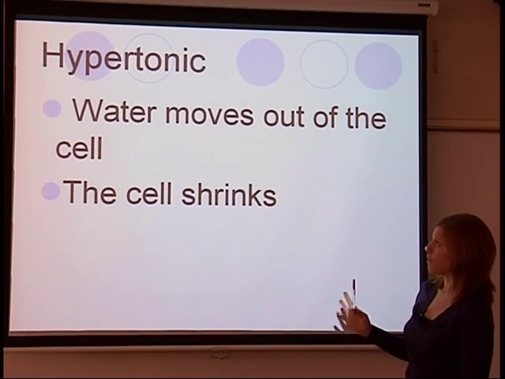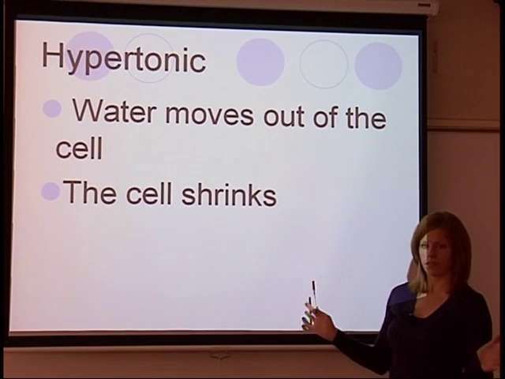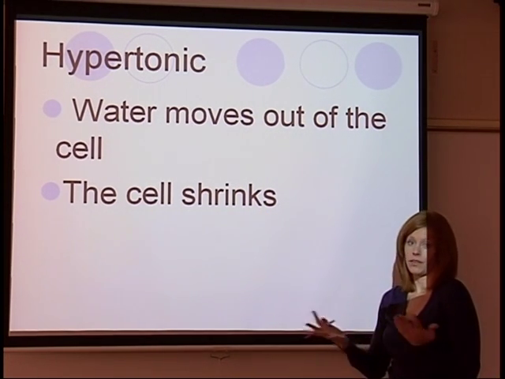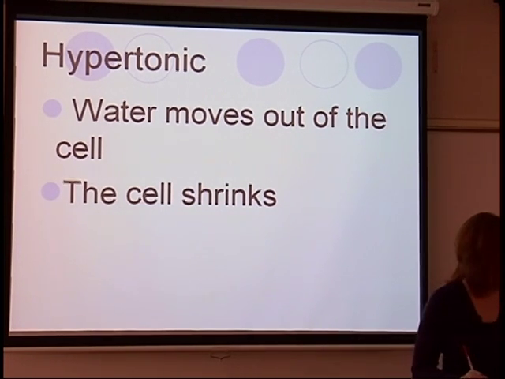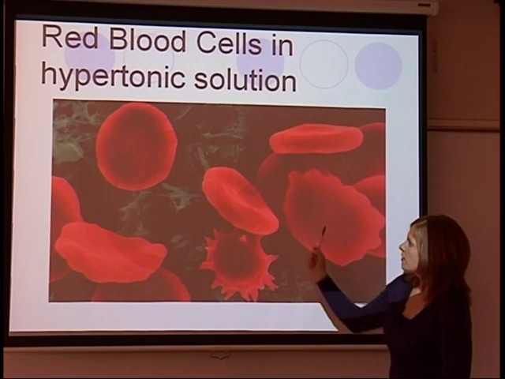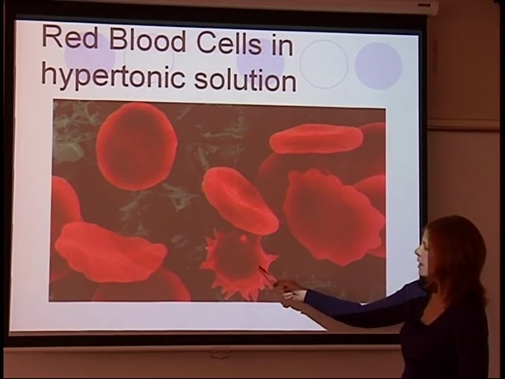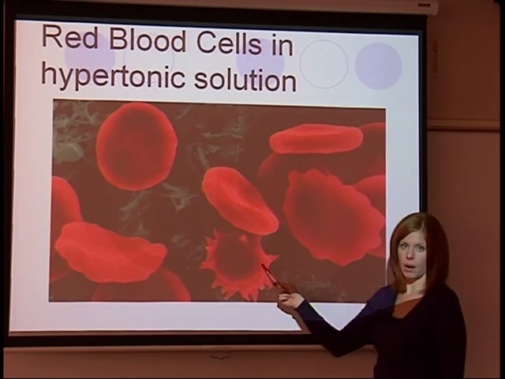Hypertonic solution is the opposite of hypotonic, where water is going to move out of the cell. So the cell shrinks down, just like letting the water out of a water balloon. It will shrink down. These are cells in a hypertonic solution, especially this one here. You can really see how they're shrunken in as opposed to the other two pictures we just saw.